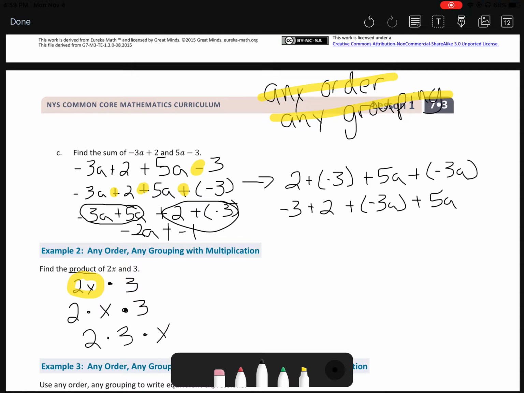Now that looks a little bit simpler to combine my like terms. Let's do my 2 times my 3 first. And what am I left with? 6x. Which is a much easier way to then multiply. I take my x and I multiply it by 6.